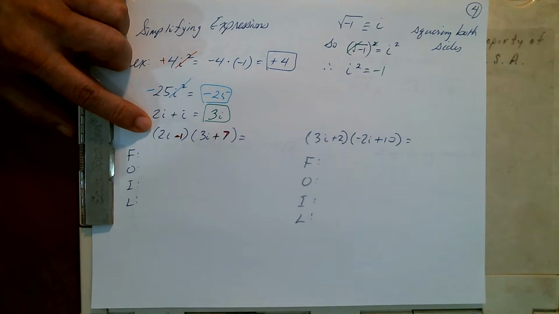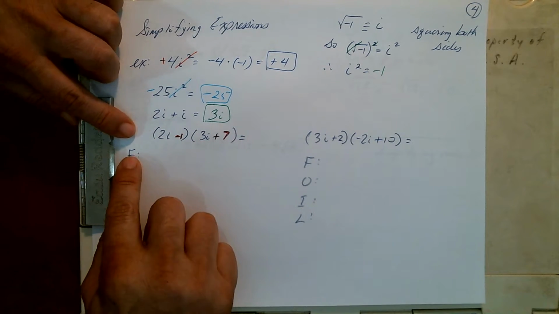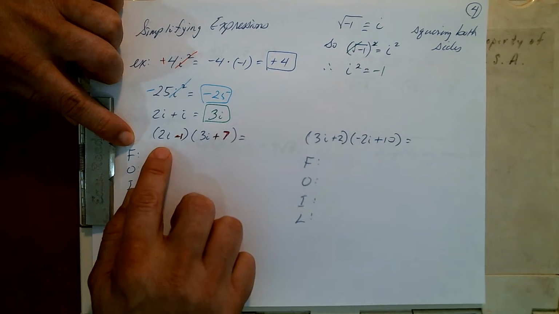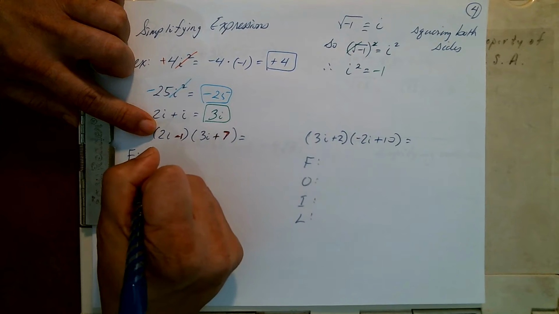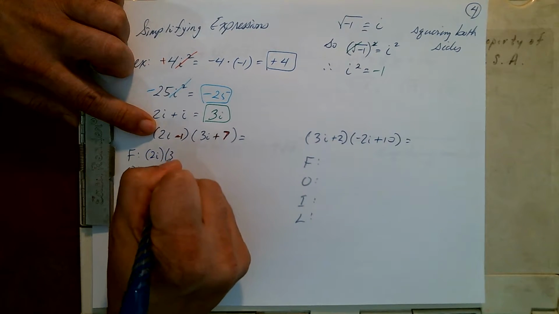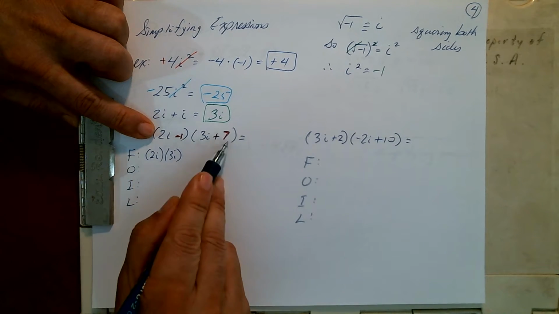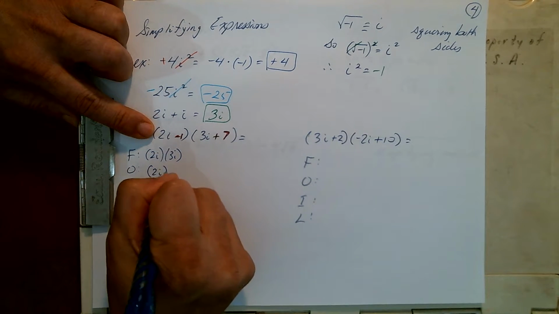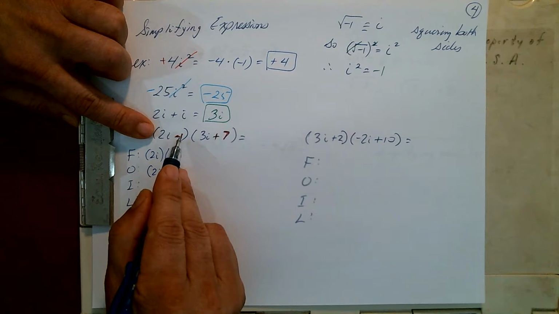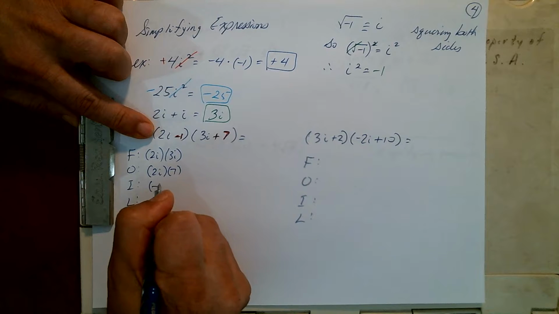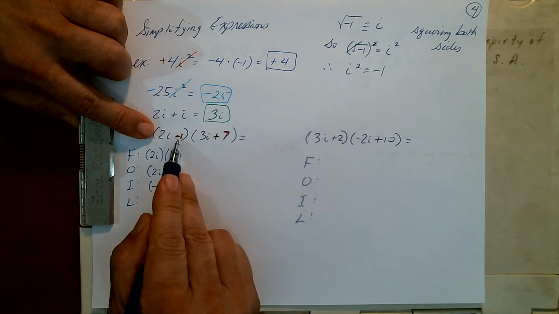Let's do this one right here. 2i minus 1 times 3i plus 7. You're going to fold it out. First, outer, inner, last. Let's just write it out. It's going to be 2i times 3i, the 2 outer ones. 2i times 7. The 2 inner ones, remember the minus goes with the 1, right? So it's negative 1 times 3i. And lastly, minus 1 times 7.